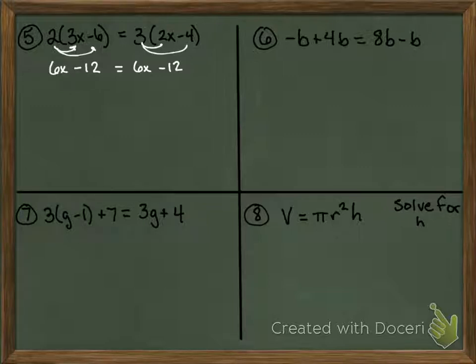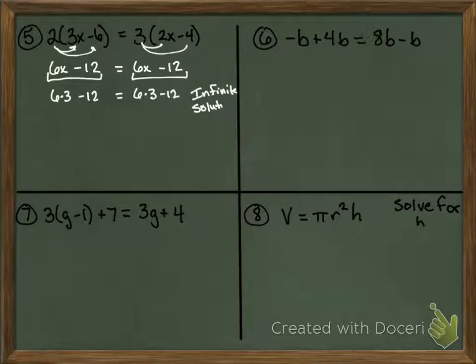So I take a step back and I look. This side of the equation is equal to this side of the equation. Both sides are equal, so it doesn't matter what I put into one side of the equation, I'm always going to get the same answer. Like if I said x equals 3, 6 times 3 minus 12 is always going to be the same as 6 times 3 minus 12. So I can tell right now that this one is going to have infinite solutions. And so we would be able to stop there.